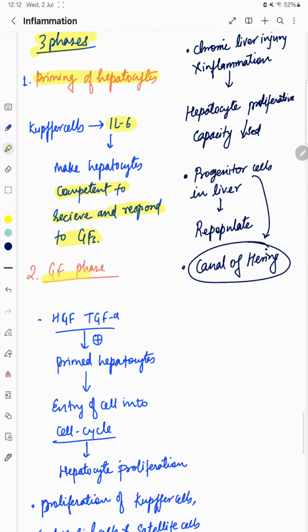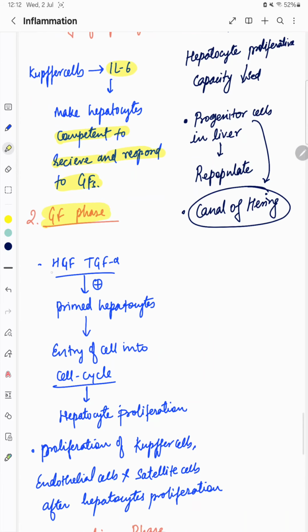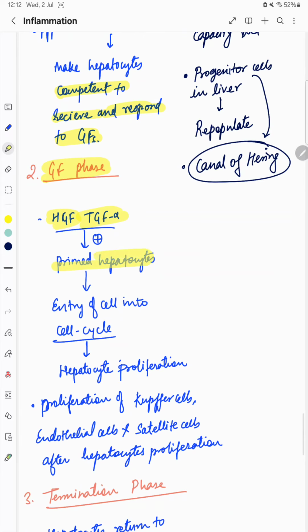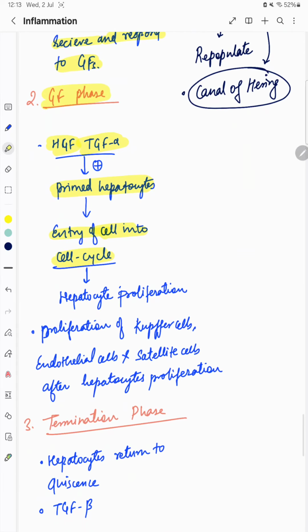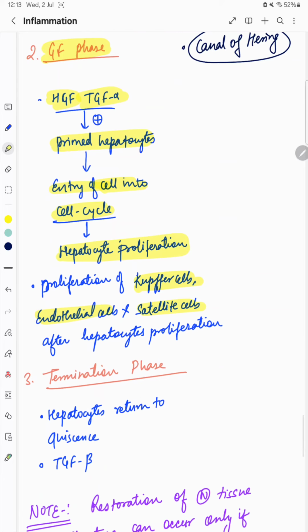The next phase is the growth factor phase. Hepatocyte growth factor and TGF alpha stimulate the primed hepatocytes, which then enter the cell cycle from the quiescent state and result in hepatocyte proliferation. Proliferation of Kupffer cells, endothelial cells, and satellite cells is also noted after the hepatocyte proliferation.